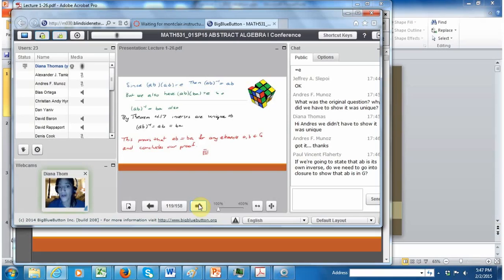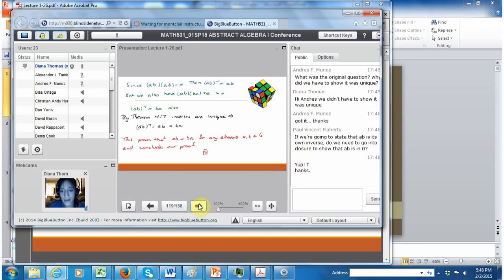So you don't have to show that A star B is in G, but if you want to put in that extra line, that if I take an arbitrary A and an arbitrary B in G, then by the closure property, A star B has to be in G. So A star B also follows all the rules of being in the group. It's fine to put that in there. Paul, does that answer your question? Okay, good.